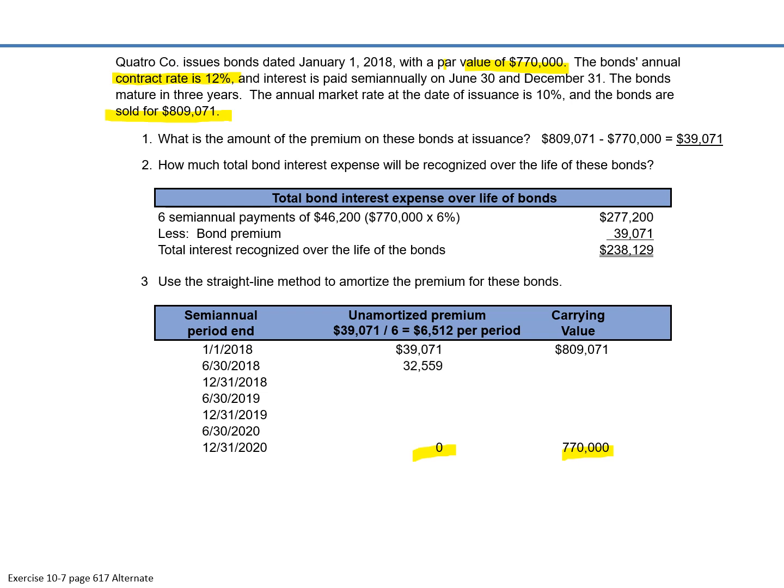So 39,071 minus 6,512 is 32,559. 809,071 minus 6,512 is 802,559. And then from each of those totals, we just keep subtracting every period the $6,512. So it's reducing by 6,512 each time till we get to 0. Okay?